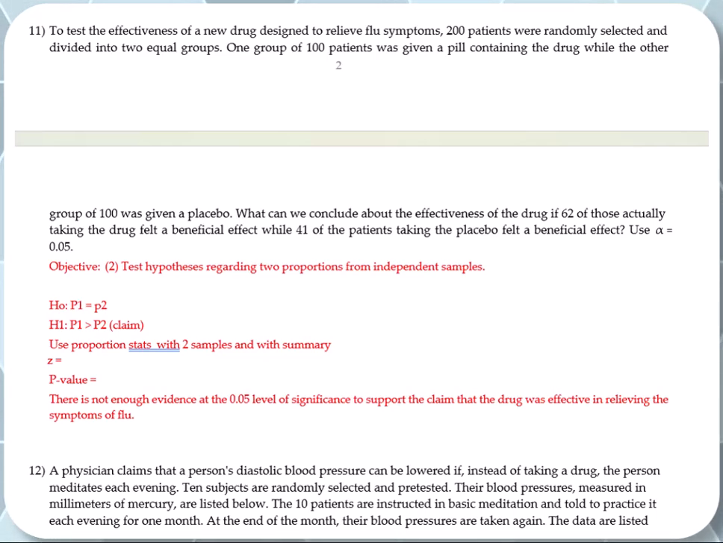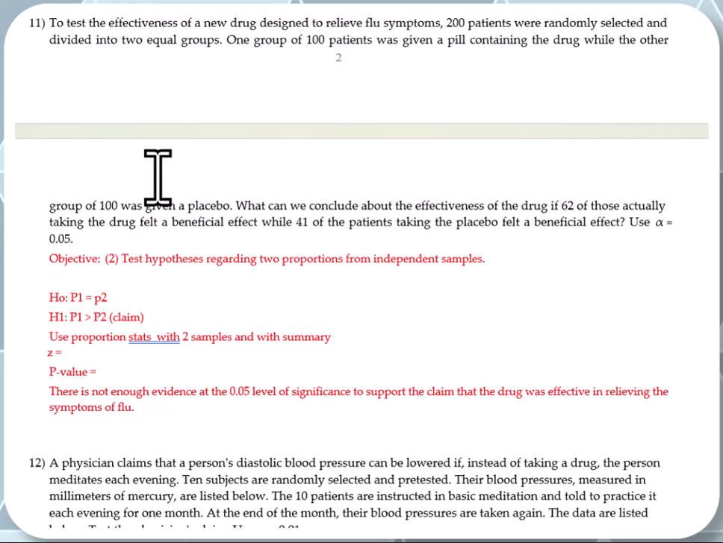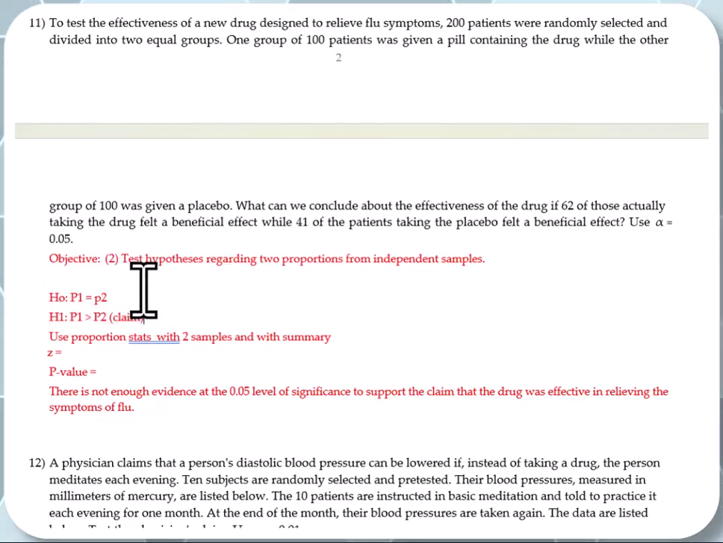So now we have 2 proportions, and we want to see if the drug was effective. That means the proportion who felt the benefit by taking the drug is more than the proportion who felt the benefit by not taking anything. So we need to test that p1 is greater than p2, as you can see right here. Let me just keep the question right here. We're testing that p1 is greater than p2. The null hypothesis, as you know, is a statement of equality, so it will remain p1 equals p2.